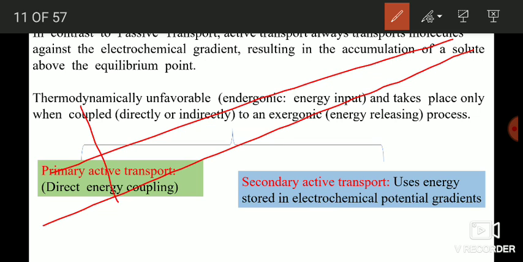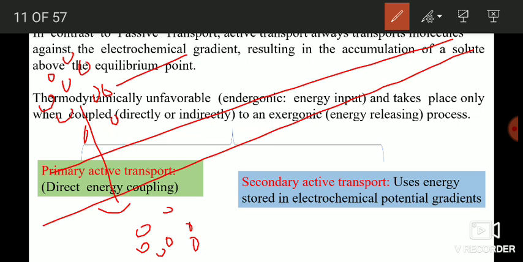In diffusion, there is movement of molecules from higher concentration to lower concentration. Okay. This is the higher concentration side and this is the lower concentration side, and the molecules move from higher concentration to lower concentration. That means the molecules are moving down their concentration gradient, and it is not an active process. It does not consume energy because the molecules are moving down their concentration gradient.